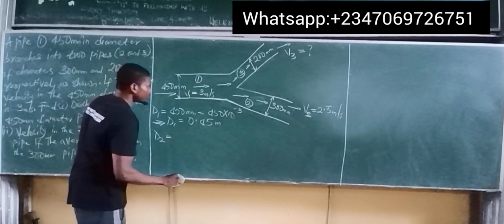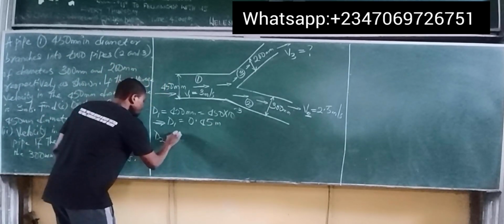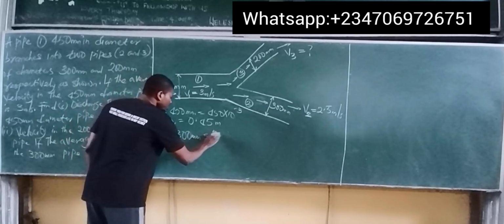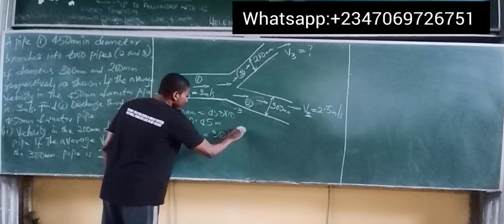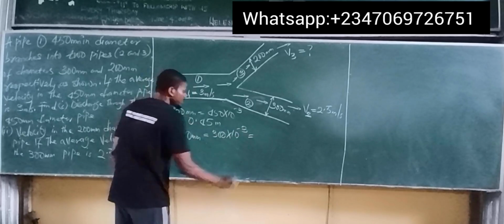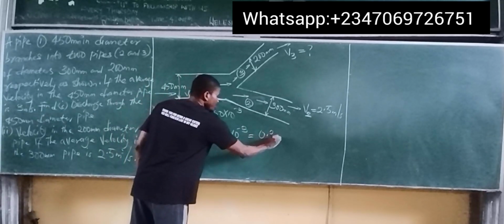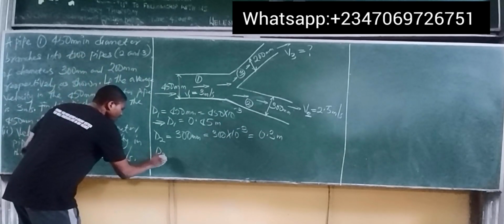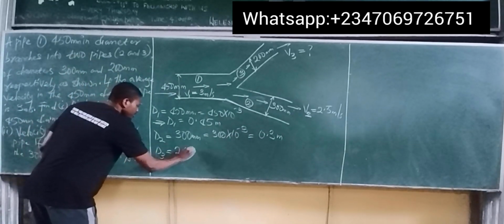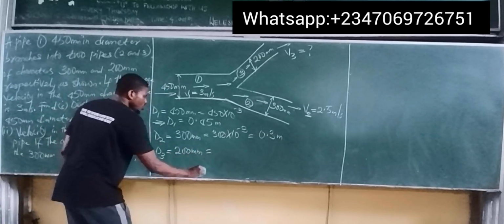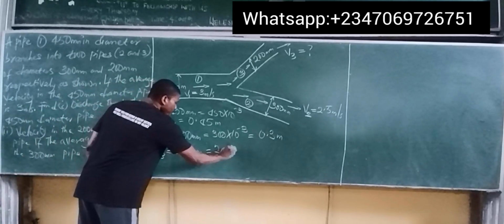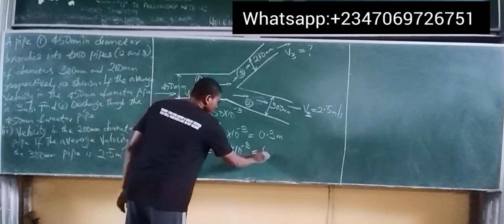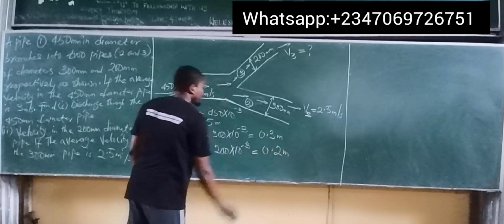Okay. Next is to convert D2. D2 was given simply as 300 millimeter, which is equal to 300 by 10 to the power of minus 3. And this simply gives us 0.3 in meters. Finally, D3 was given as 200 millimeter, which is equal to 200 by 10 to the power of minus 3, and this will give us 0.2 in meters.